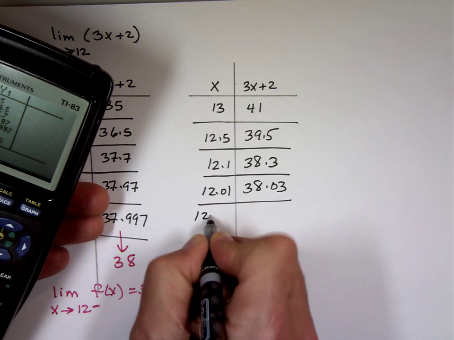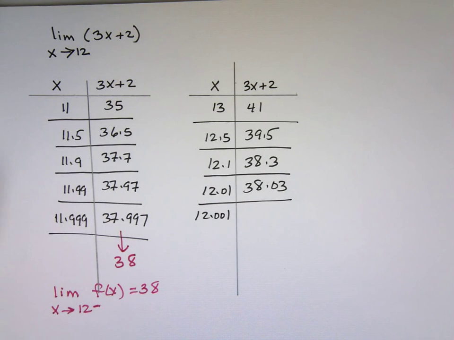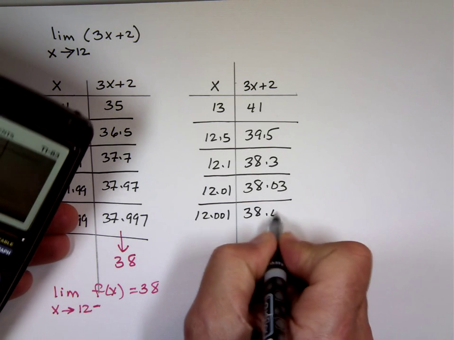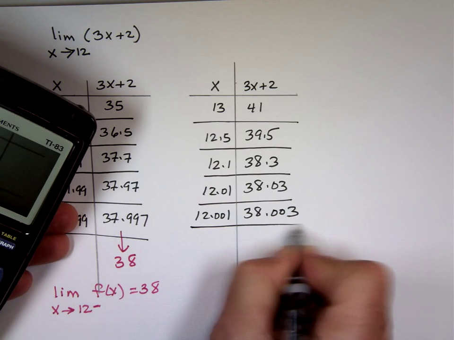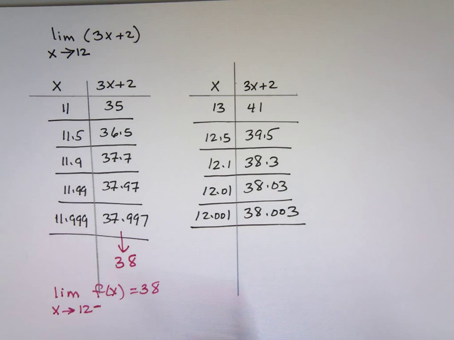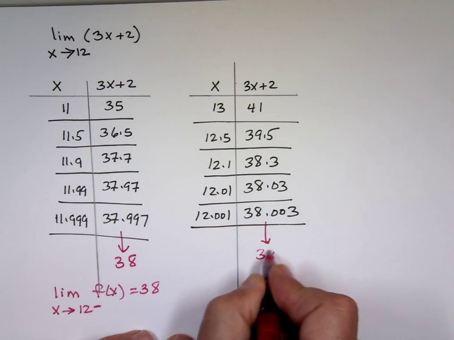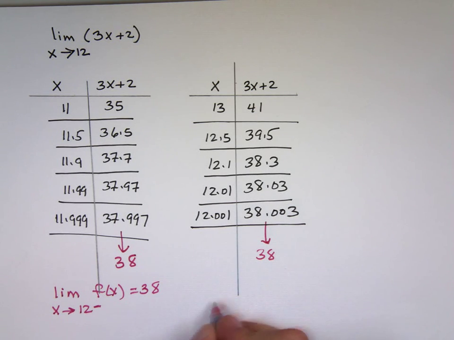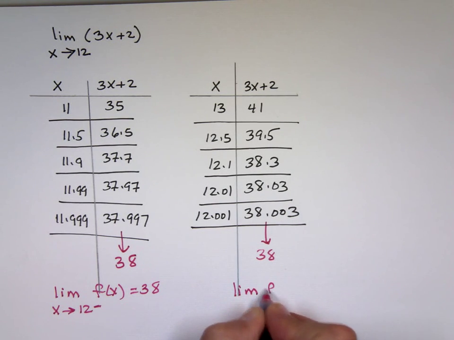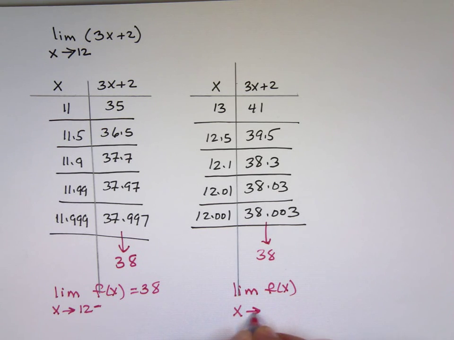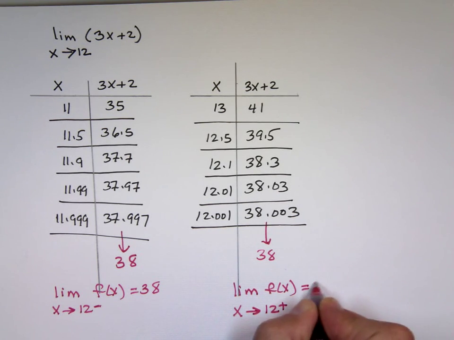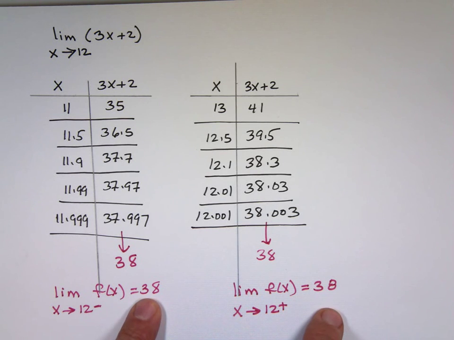12.001. 38 point what? 003. I can get even closer. But you can see that number is going toward what? Approaching what value? 38. It's getting closer and closer toward the 38. So the limit of f of x as x approaches the 12 from the right side is equal to 38. Since these numbers are matching, what is my answer to the question now? What's the limit of 3x plus 2 as x approaches 12? 38.